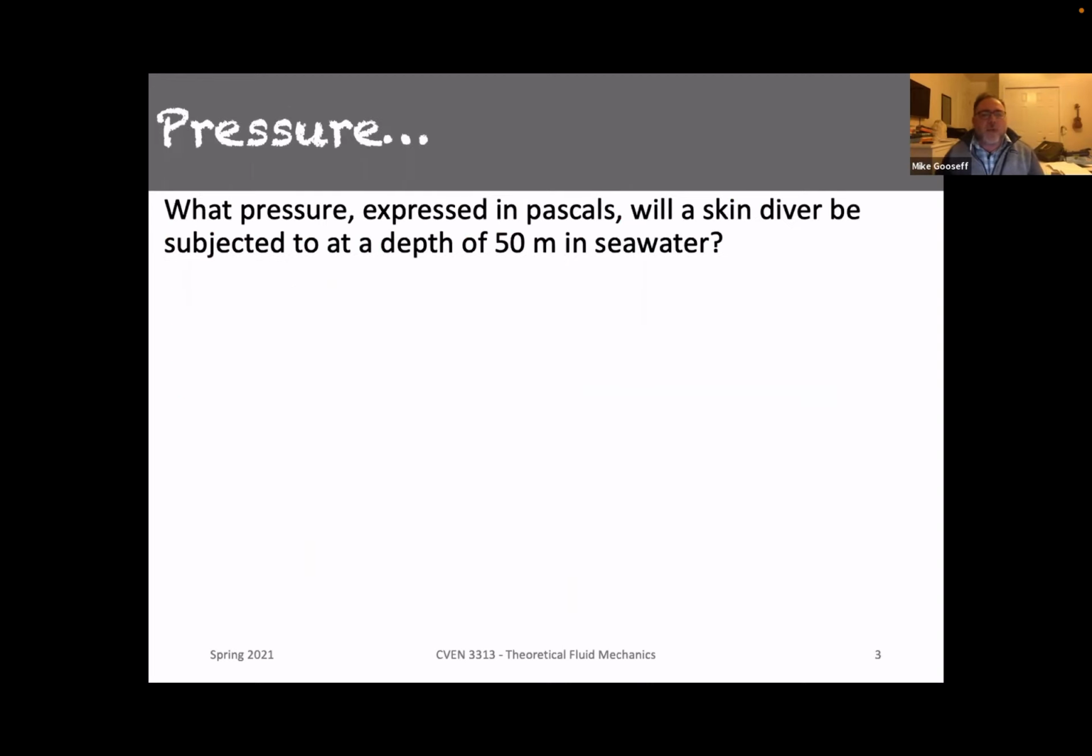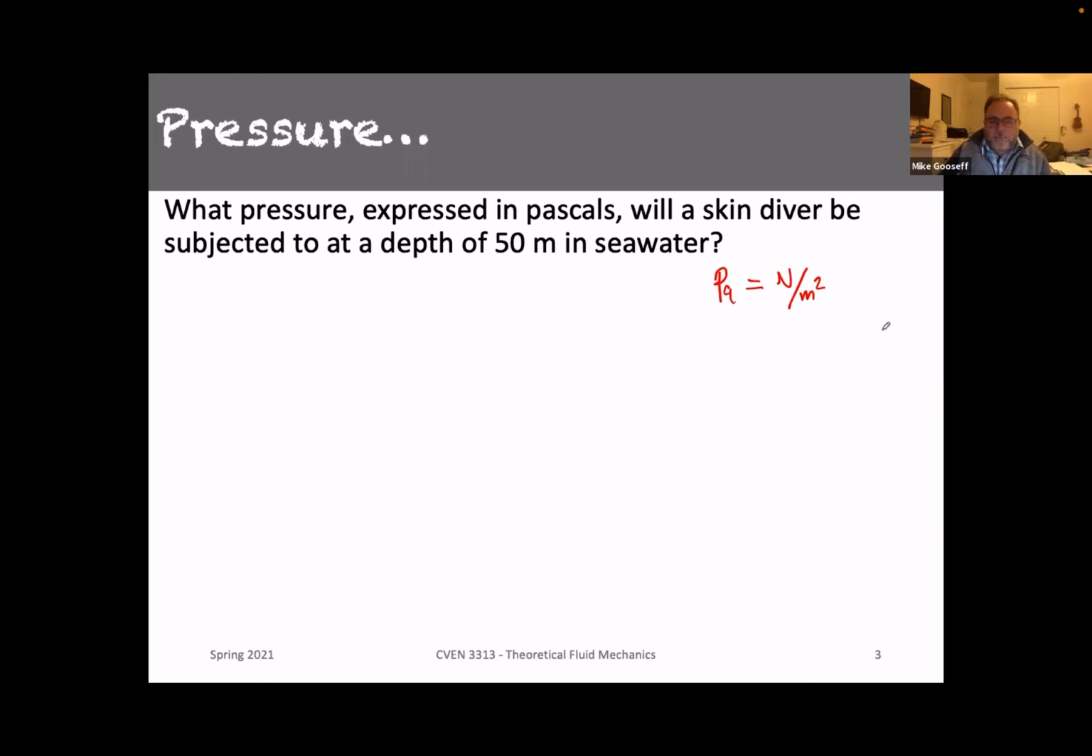All right. Okay, so let's go through some problems here. This one will start out fairly simple and sort of build in complexity. The question here is, what pressure expressed in pascals? Just recall real quickly, a pascal is a Newton per meter squared, so force per area. What pressure will a skin diver be subjected to at a depth of 50 meters in seawater?